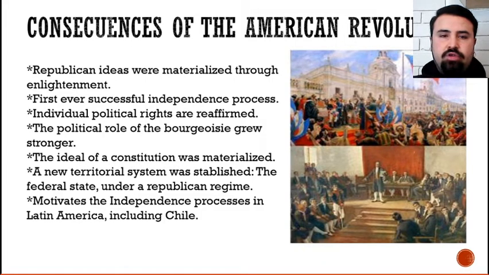Consequences of the American Revolution. Republican ideas were materialized through the Enlightenment. First ever successful independence process. Individual political rights are reaffirmed. The political role of the bourgeoisie grew stronger. The ideal of a constitution was materialized. A new territorial system was established, the federal state, under a republican regime. And finally, it motivates the independence processes in Latin America, including Chile.